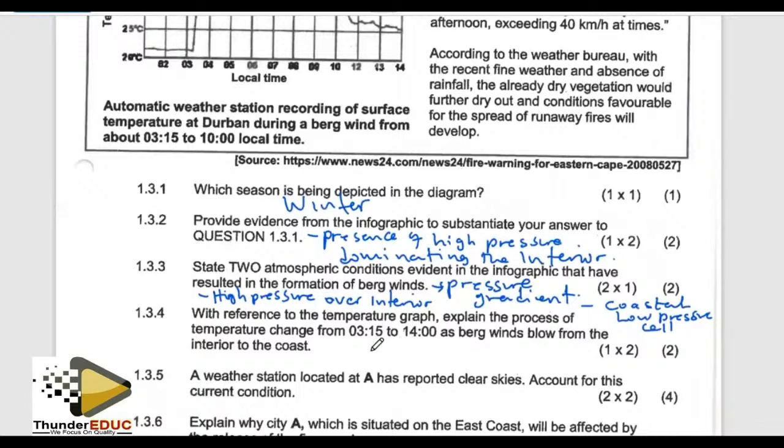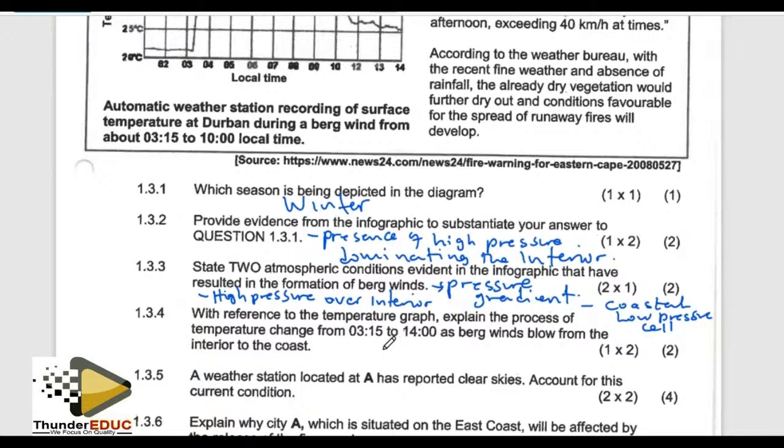Okay, 1.3.4, with reference to the temperature graph, explain the process of temperature change from 3 to 2 as berg winds blow from the interior to the coast. So we need to look at the graph and try to explain what is happening regarding the temperature. So let's do the question once again.